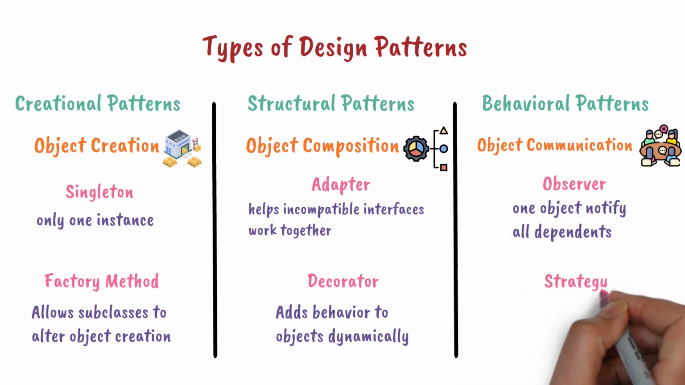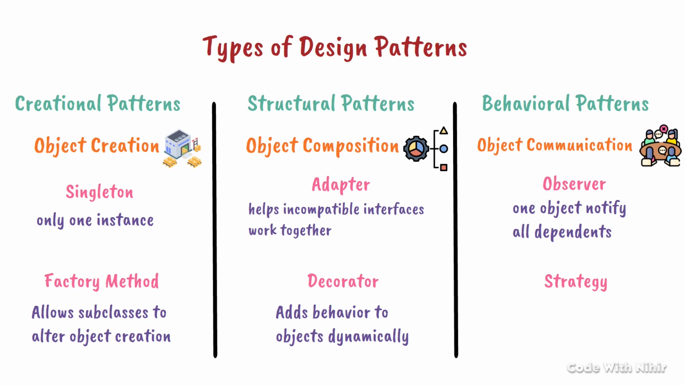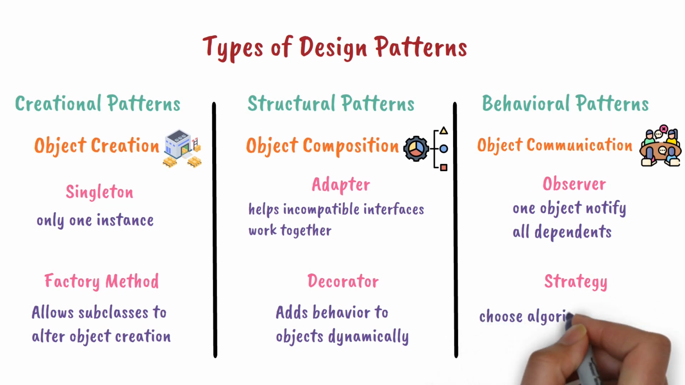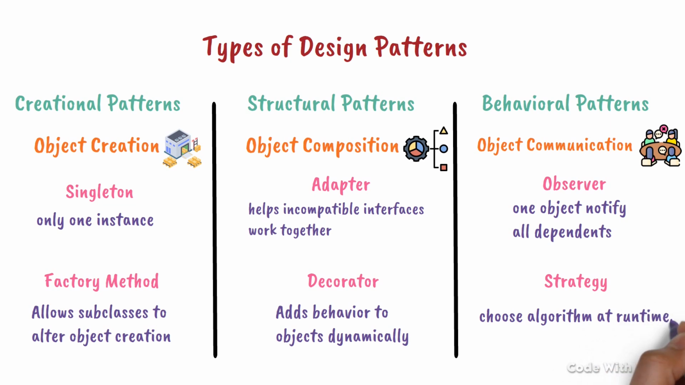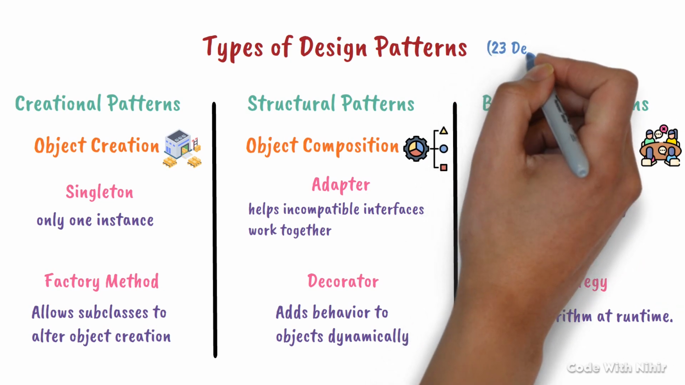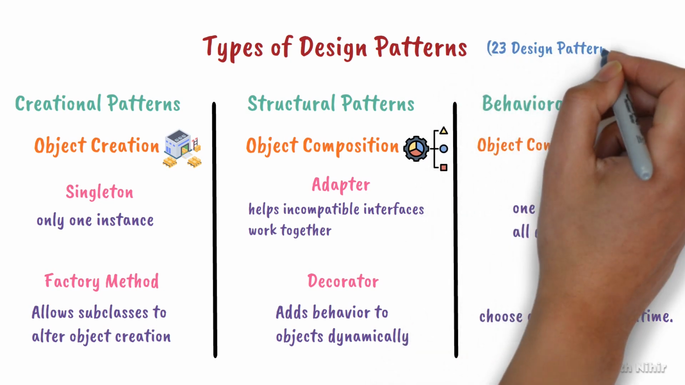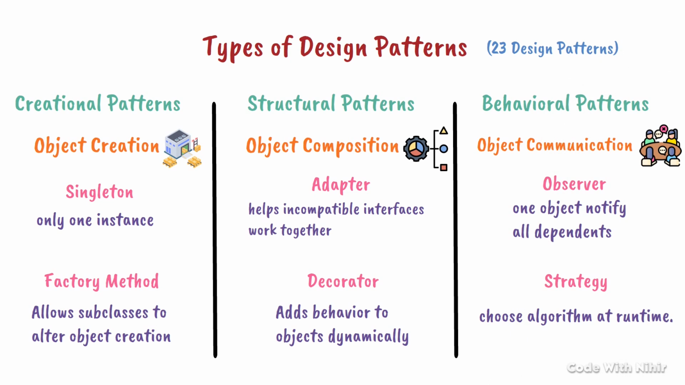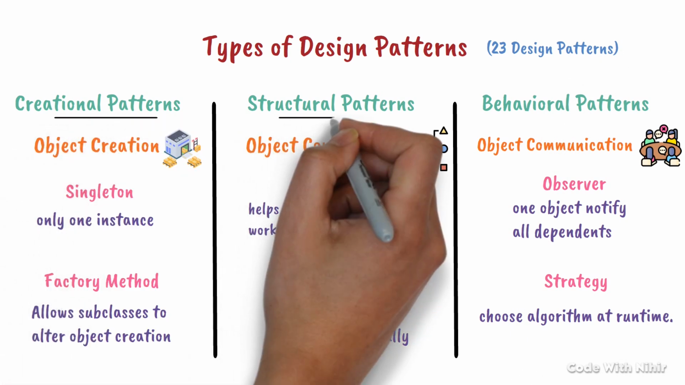Or strategy pattern. Here, you define a family of algorithms and choose one at runtime. Here, we looked into six design patterns. However, in total, there are 23 design patterns which are categorized into these three types.